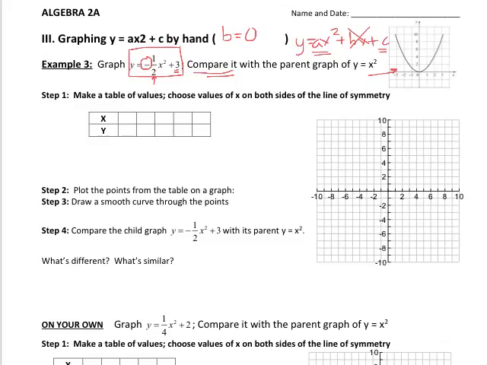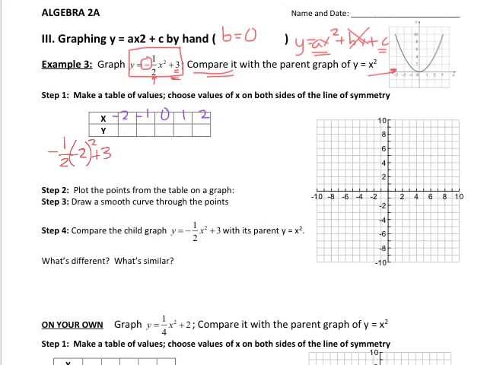So making up a table of values, I'm going to start with my standard 5, and then I'm going to plug those into my function and get my y values. Be really careful when you're doing this, because remember, you don't just have to plug in the value, but now we also have to add 3 to this. So we have a negative 1/2. I'm plugging in negative 2. I'm going to square that. Plus I have to add 3, because remember the child function here has a 3 added on.